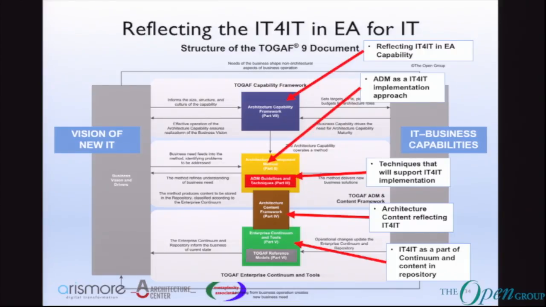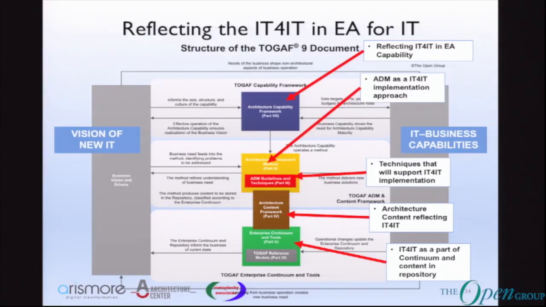First we reflect the use of IT4IT as part of the architecture capability. So we need, for example, specific principles that reflect IT4IT, and specific people with a specific skill set based on TOGAF and IT4IT. We also reflect the ADM, the architecture development method, as a way to establish an IT organization that is aligned with the IT4IT reference model. Then we have some guidelines. We use the TOGAF guidelines to support this implementation. Then we reflect IT4IT as part of the architecture content. It is a reference model we can use to create our architecture.